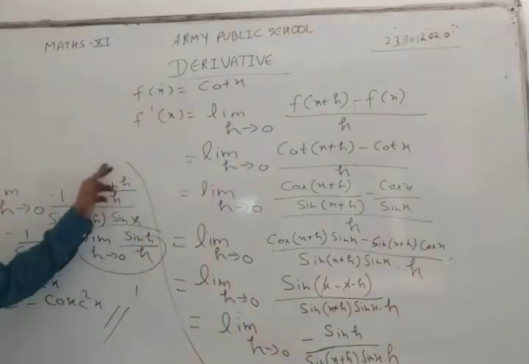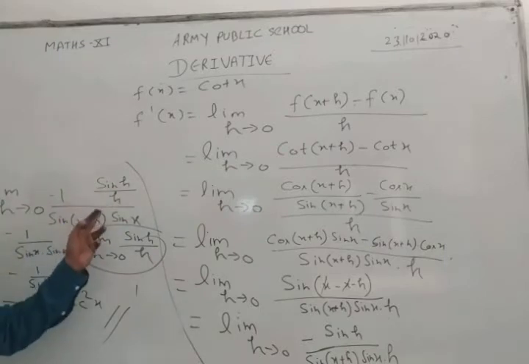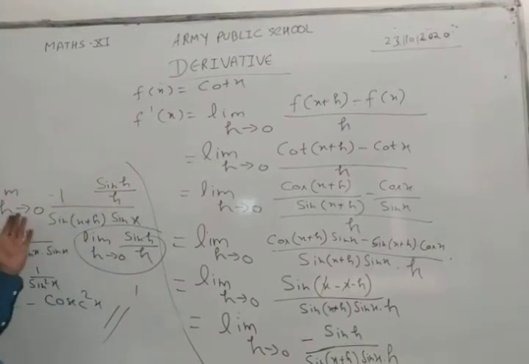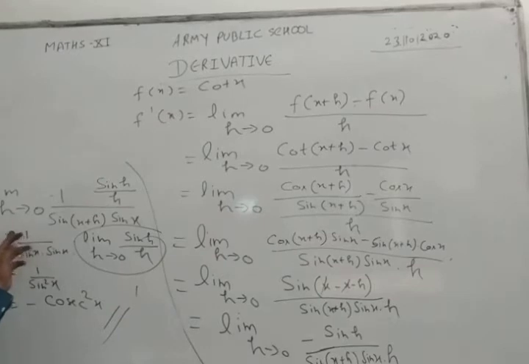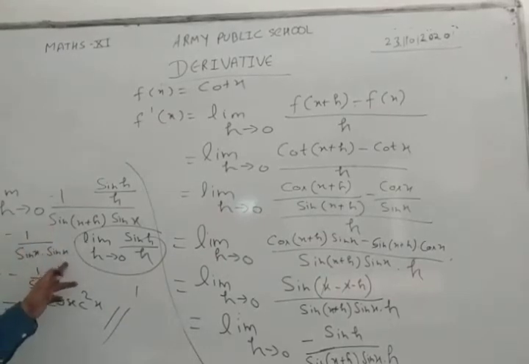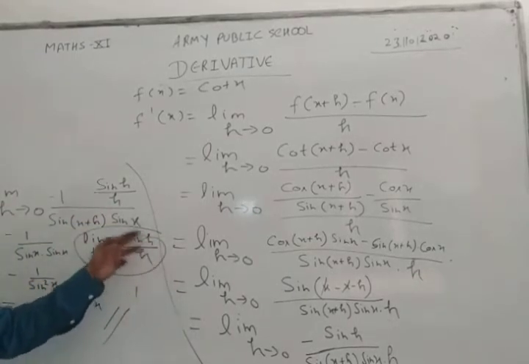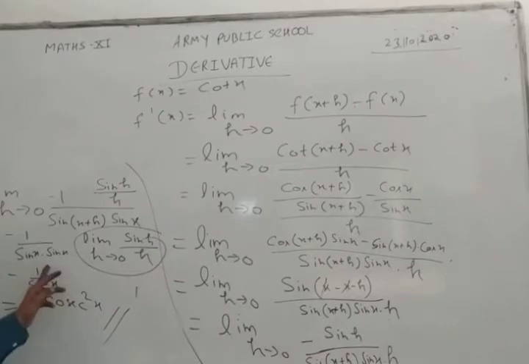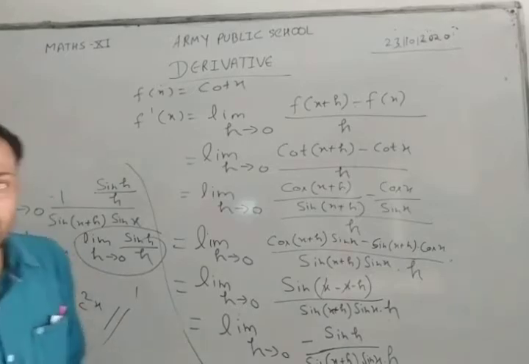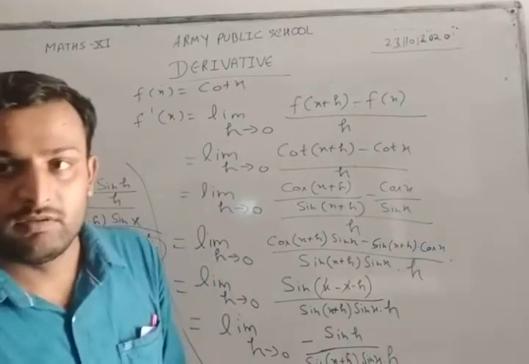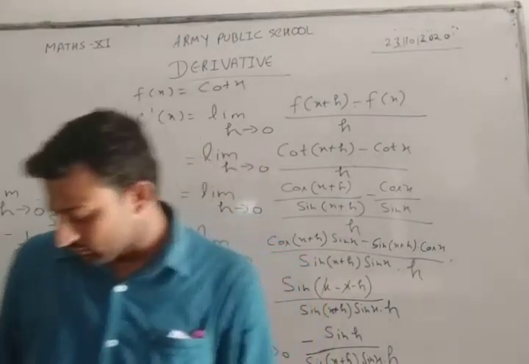Now take this sin h and h together and separate the limit. We put the limit sin x into sin x and limit h tends to 0 sin h by h. The value of this whole term is 1 and this will be 1 by sin square x and it will be minus cosec square x. So the differentiation of cot x will be what? Minus cosec square x.